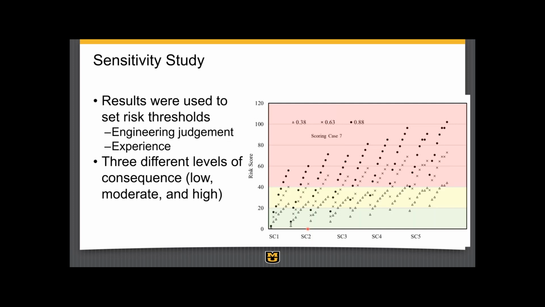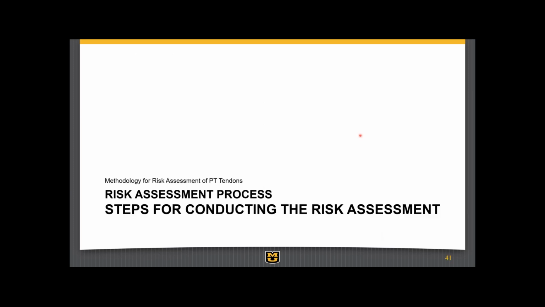Okay, and we looked at the different consequence factors that were possible, and used that to make models that show, for different values of the consequence factor, which are shown up here, and scoring case 7, which is the one that came out of the sensitivity study, what these outcomes are for these different scenarios as you get increasing likelihood of corrosion damage. We used that to set thresholds where these models ought to be produced that agreed with engineering judgment.